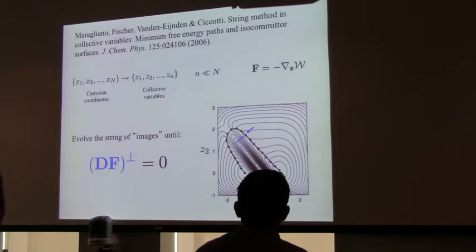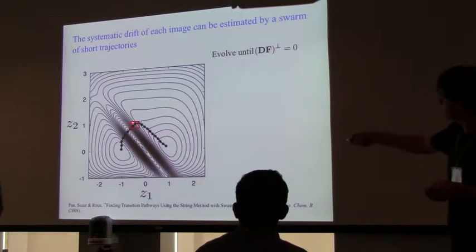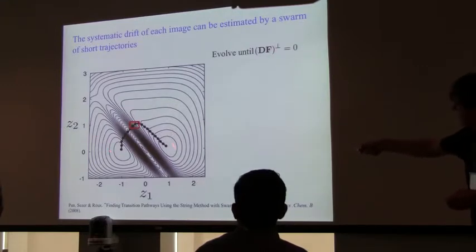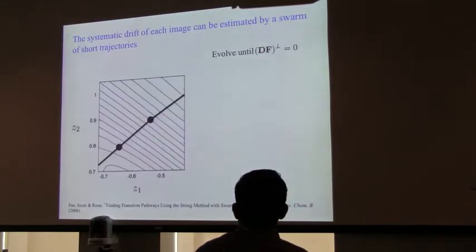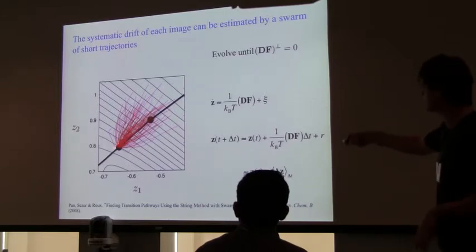Now, in the variant that we have used, which is called the string method with swarm of trajectories, we don't actually compute the mean force or the diffusion tensor. What we do is, let's say this is a trial pathway that is not so great, and then you go sit at a copy of the system, for example this one, and you release it. But you release many of them. You release a swarm of trajectories. These are all copies of the system.